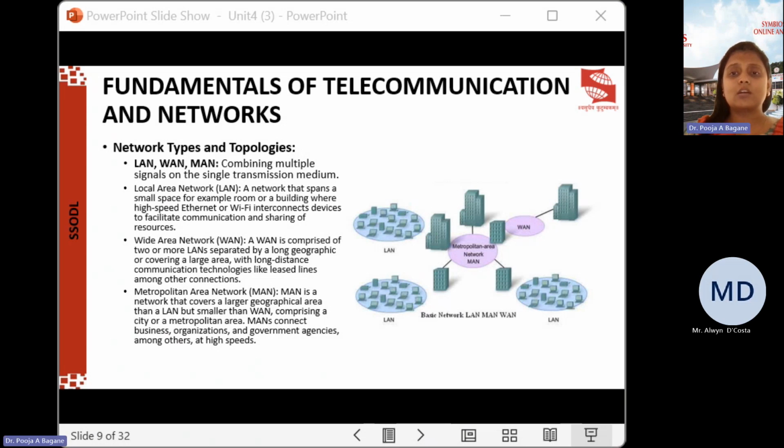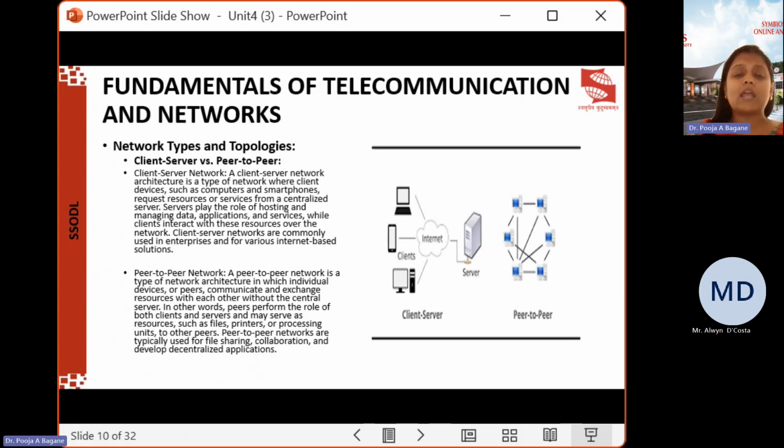Now we have discussed the network types. Now we will discuss client-server versus peer-to-peer networks. In a client-server network, as the name itself indicates, there is one client and one server. The client will request services from the server and the server will serve that request.